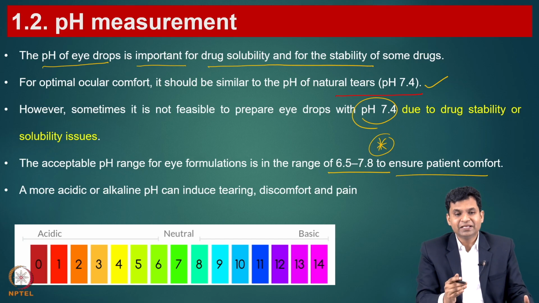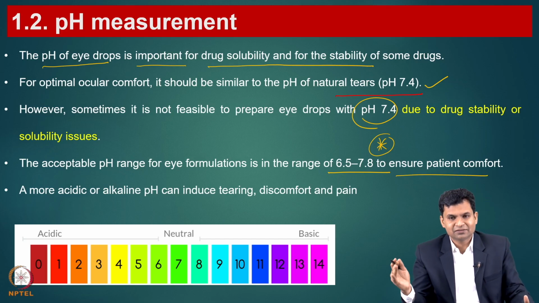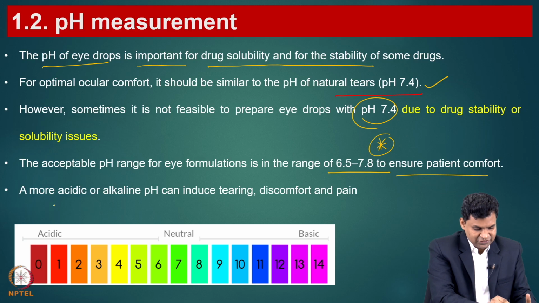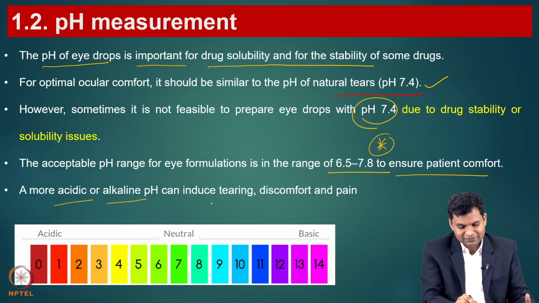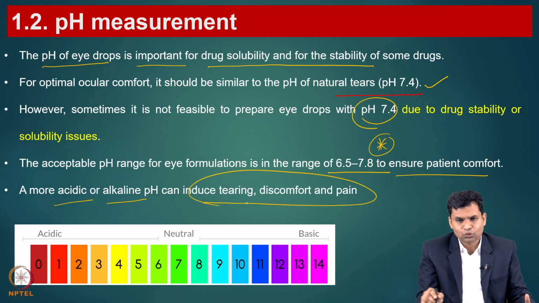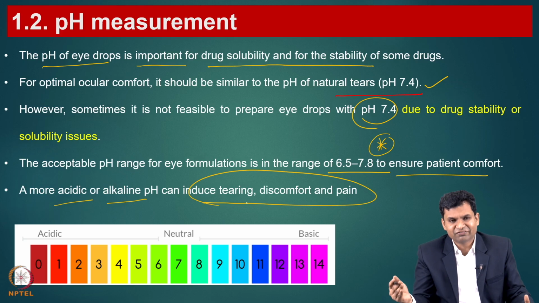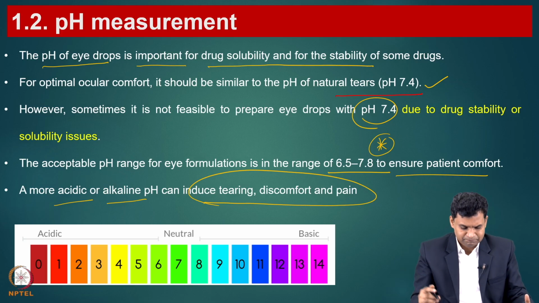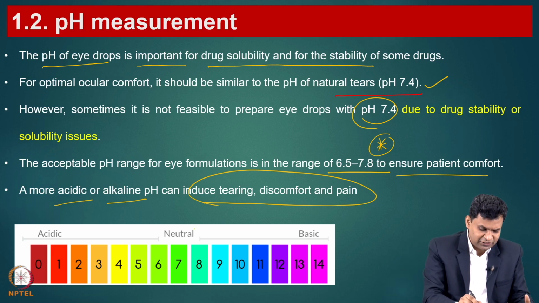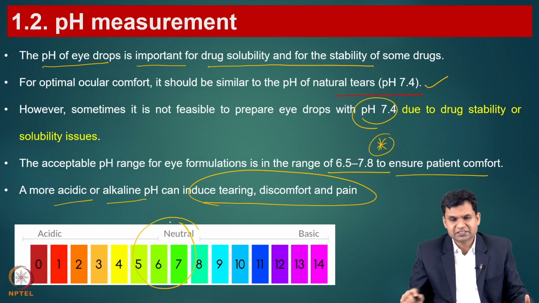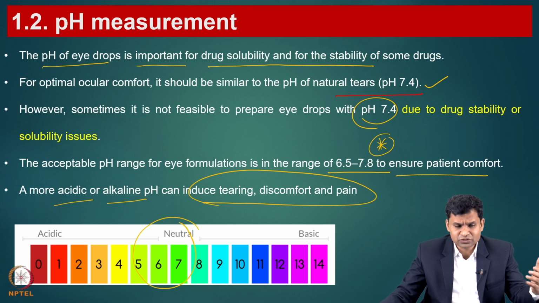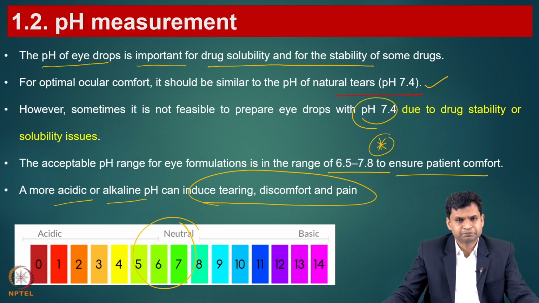If you go below or higher than this pH, if your formulation is acidic or alkaline, the patient may experience tearing, discomfort and pain in the eye. So your formulation needs to be in this range, and this can be checked using a pH meter.